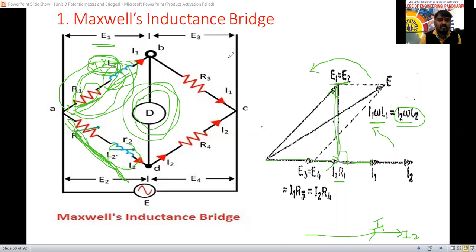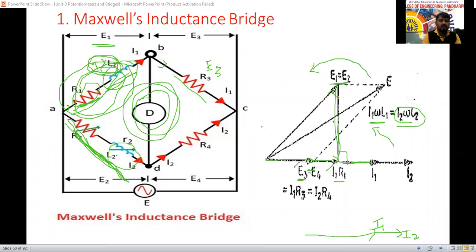Next, what will happen? The same I1 current will flow through I3, R3, which is only pure resistance. So this voltage drop E3 is in phase with I1 only. For that reason, E3 is written here. This is the E3 here, which is in phase with I1 only, right? The same line is there, right?